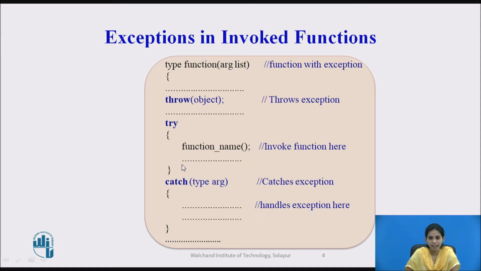Now, for handling the exception, we use the catch block. Here we specify the keyword catch, and in brackets we specify the type and then the argument. The catch block catches the exception, and next we open curly brackets, and in that block we specify the code for handling that exception. Then we close the catch block, and then we close the function. This is the syntax of writing the exceptions in invoked functions.